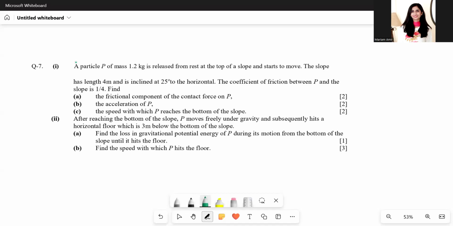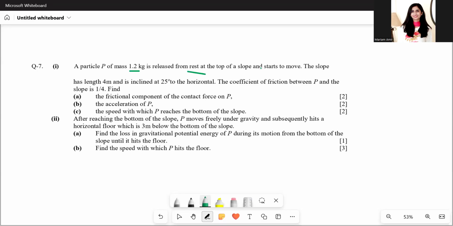Question number 7. Particle P of mass 1.2 kg is released from rest at the top of the slope and starts to move. The slope length is 4 meters and is inclined at 25 degrees to the horizontal. So we have a system like this. There's a particle at the top. Its speed is initially 0 and the slope is inclined at 25 degrees. The coefficient of friction between P and the slope is 1 by 4 pi. The distance here is 4 meters.